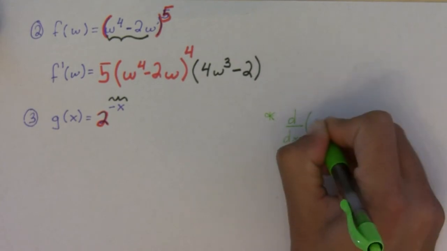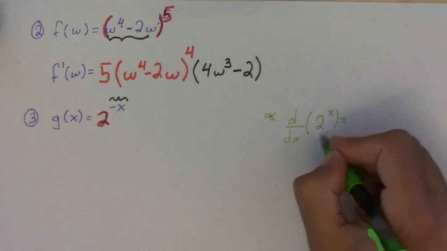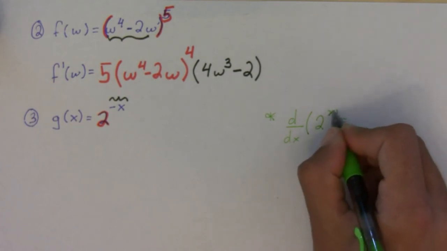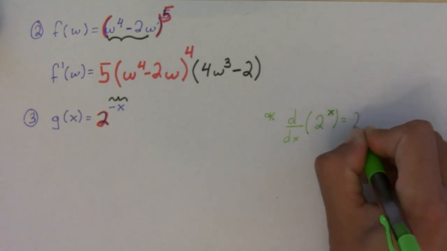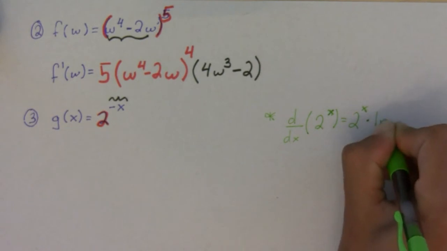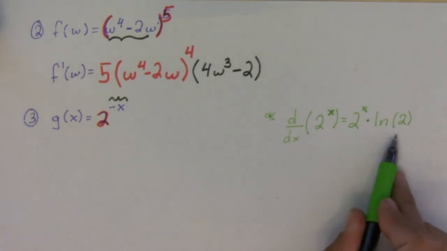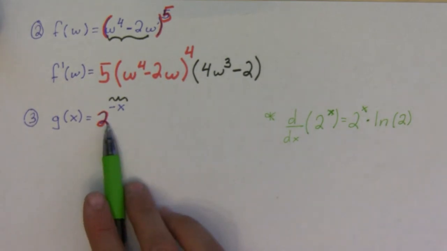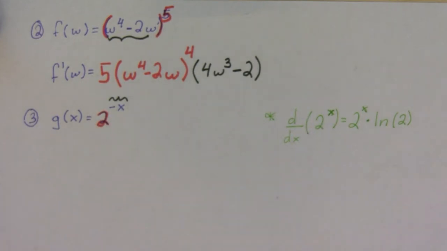If we get the derivative of simply 2 to the x, remember this, the derivative of the exponential functions is just itself times the natural log of the base, which in this case is 2. So we have this extra factor. Okay, now in this one though, we have inside, instead of having x, we have negative x, so we have to treat that a little bit differently. So we have to use the chain rule.